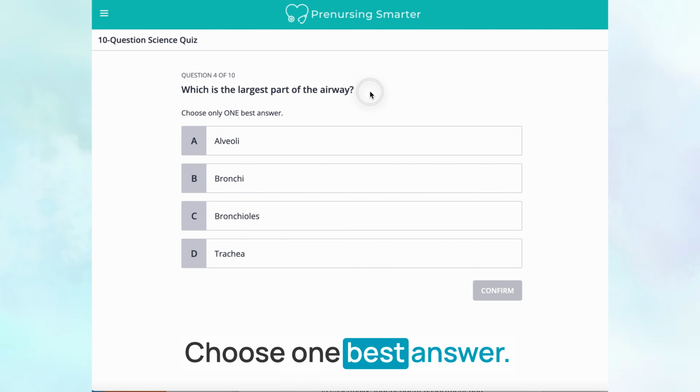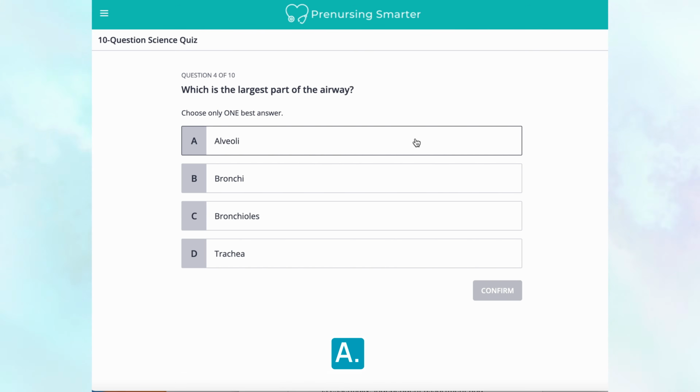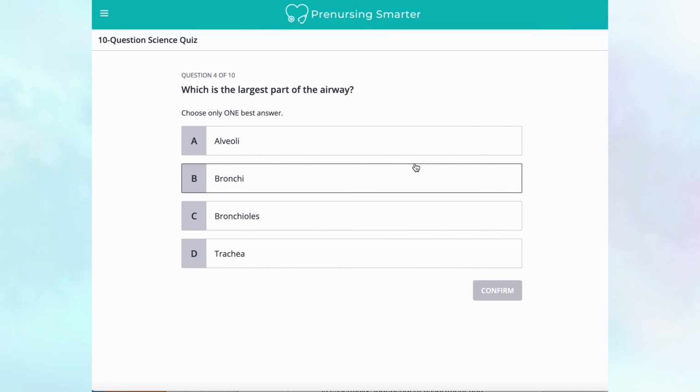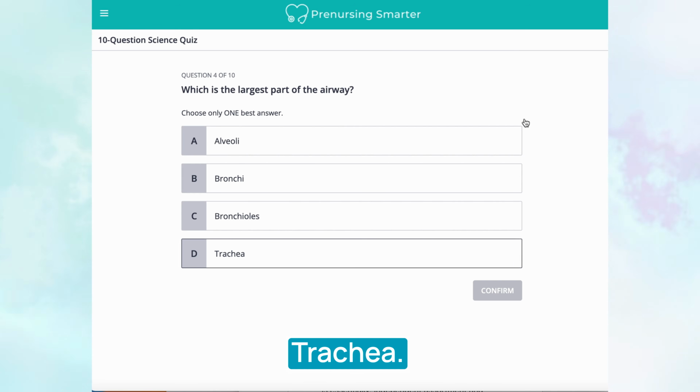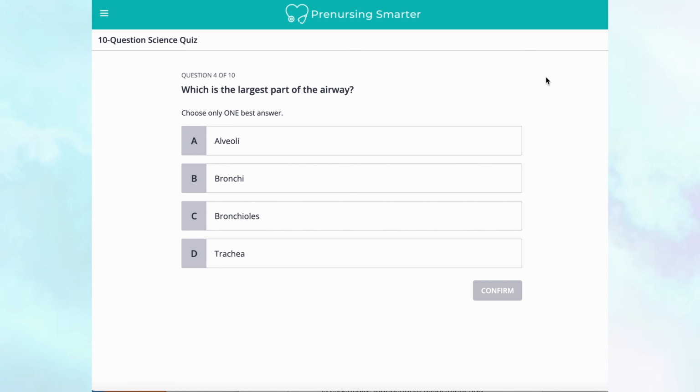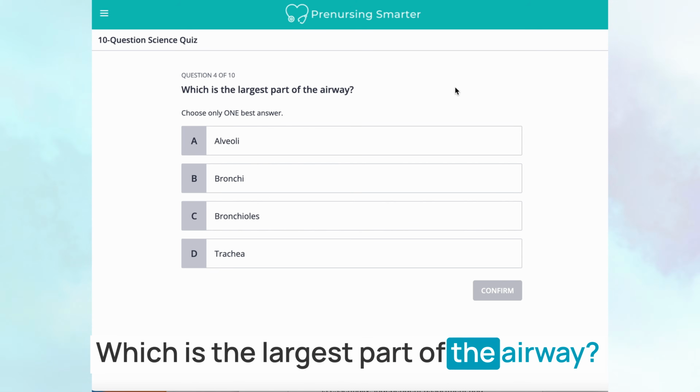Question 4, which is the largest part of the airway? Choose one best answer. A, alveoli. B, bronchi. C, bronchioles. D, trachea. Which is the largest part of the airway?